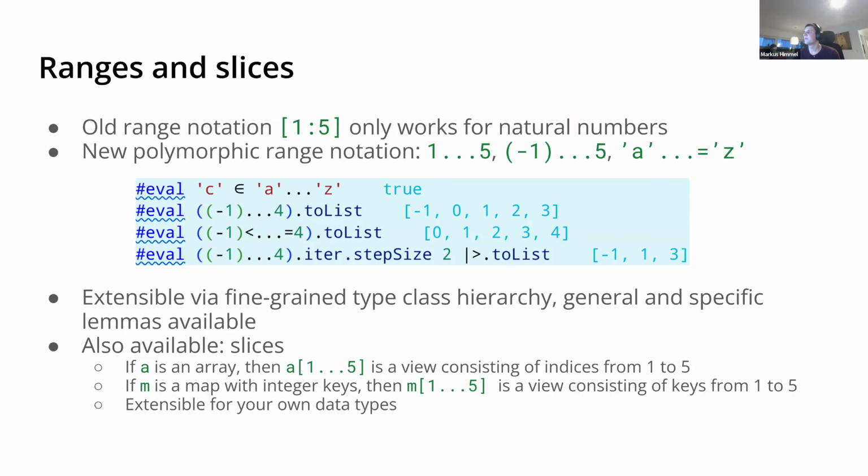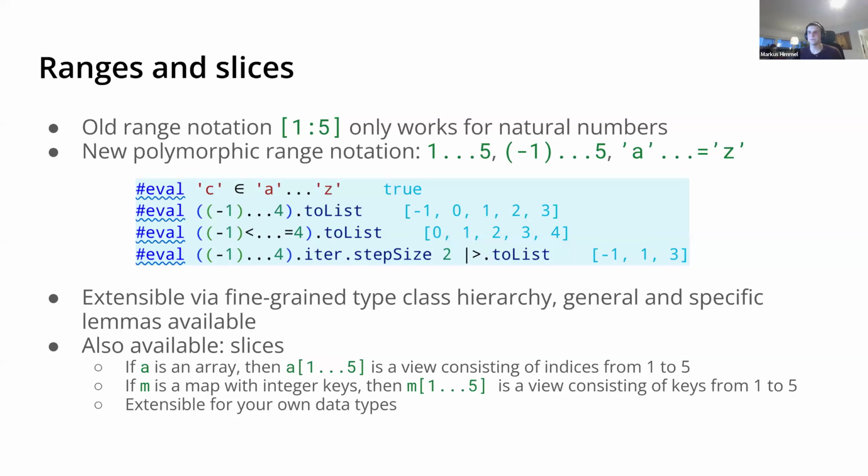So for example, you can use this in for loops and things like this. And you can see here that then, of course, you also can benefit from everything that's in the iterator library. For example, here in the last example, I'm showing the step size function on iterators, which then allows you to essentially build a range with a given step size.